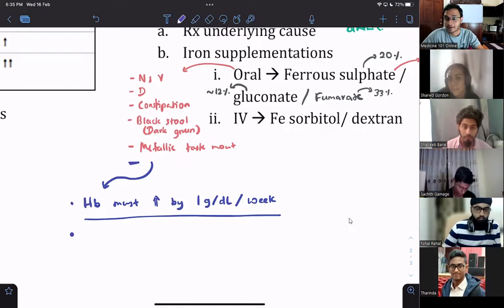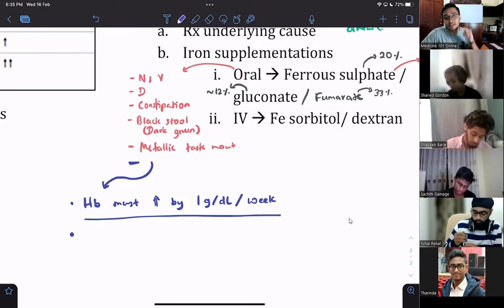No, otherwise it will go back to anemic. Why? What are you not doing? If you immediately stop, what is the bad thing that you're doing? The stores. Yes, you have not yet replenished the stores, right? You have replenished the blood iron levels, but you haven't replenished the stores.